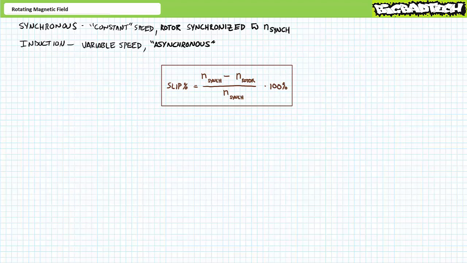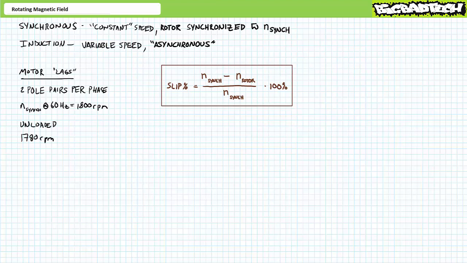Slip is the difference between the rotational speed of the rotor and the synchronous speed over the synchronous speed, times 100%. Consider a two-pole pair per phase squirrel cage induction motor operated at 60 Hz with a synchronous speed of 1800 RPM. In the unloaded condition, when it's producing no torque, let's say the motor turns at 1780 RPM. The rotor lags synchronous speed by 20 RPM, where 20 RPM is roughly 1.1% of synchronous speed.